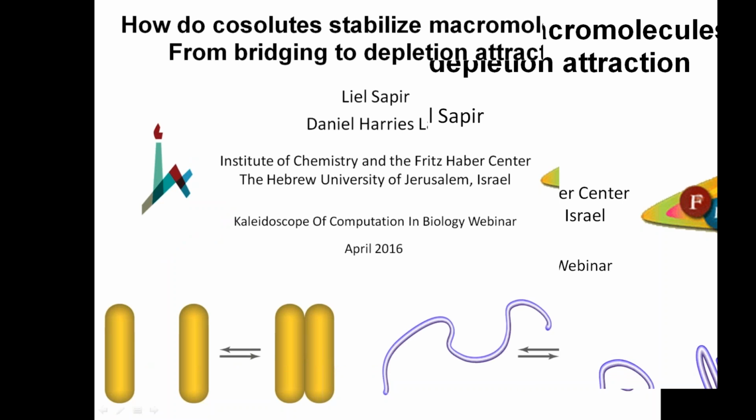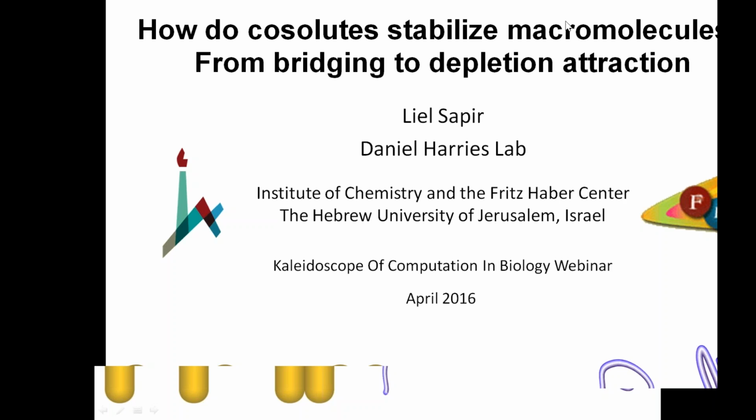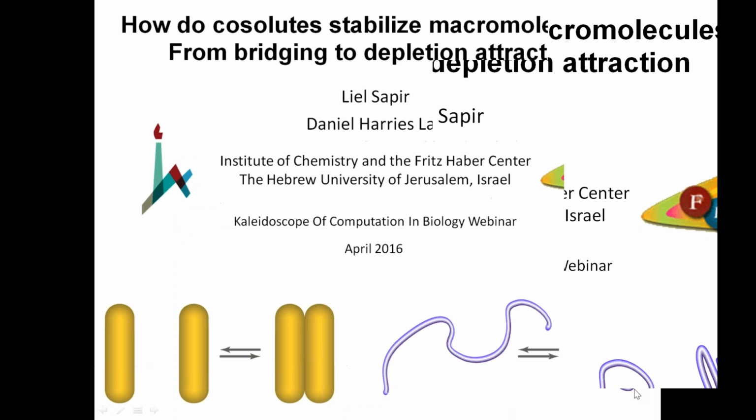I'm a student of Daniel Harries' lab at the Hebrew University, and we study the association and stability of macromolecules. We study the stability and structure of macromolecules, and we're specifically interested in ways to control and manipulate these structures by varying various variables in the solution.